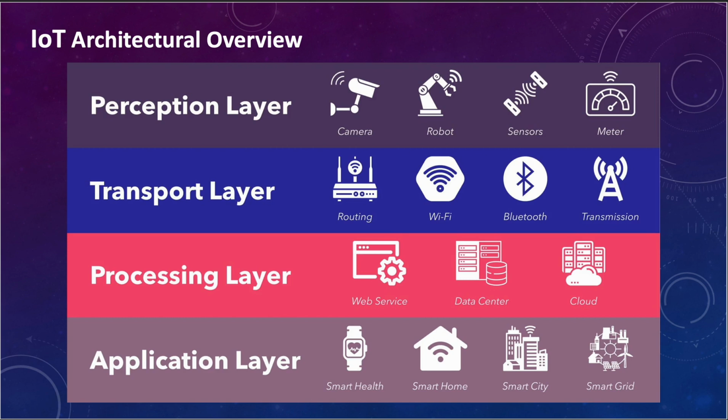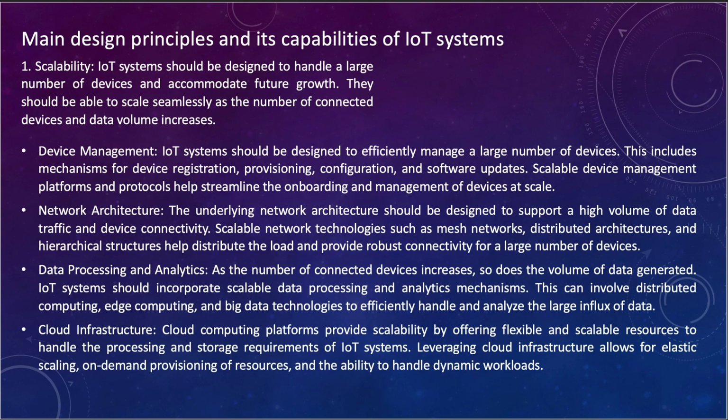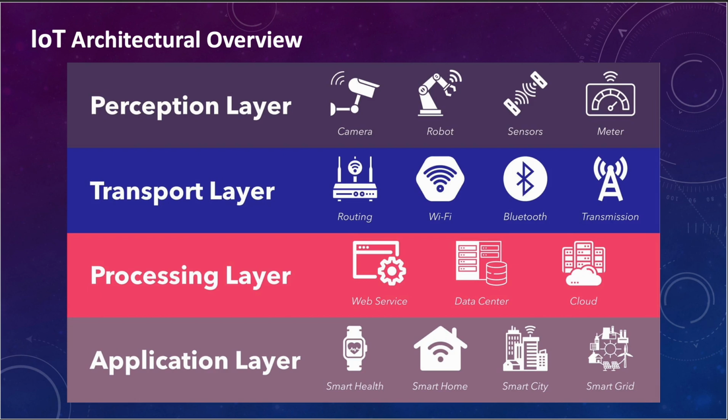Then when we talk about all those points, we have to talk about the main design principles and capabilities of an IoT system. Basically, what we are talking about here is the common properties that we can see in these four layers. Now, before starting the lecture, I want to let you know why we are learning these things. Why would that be the main problem, right?